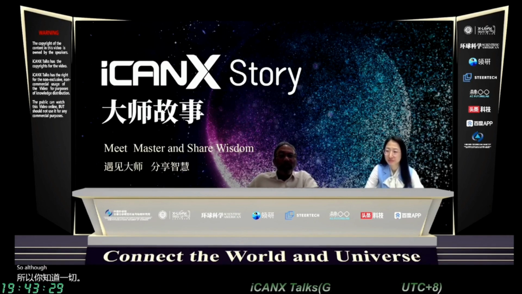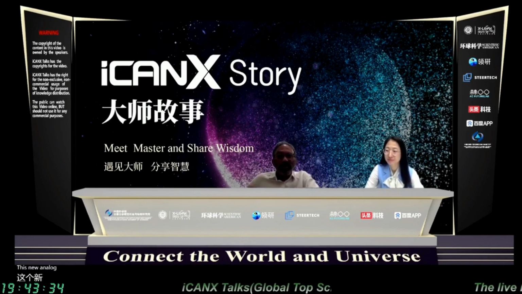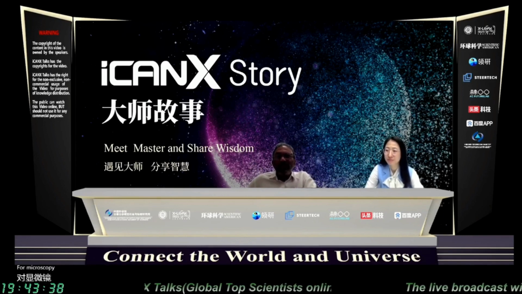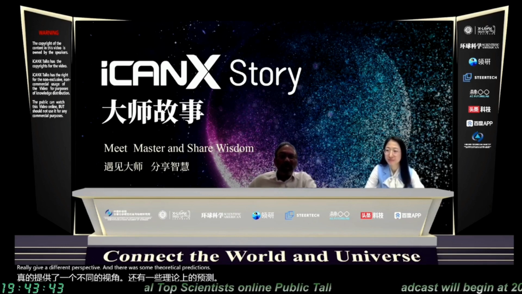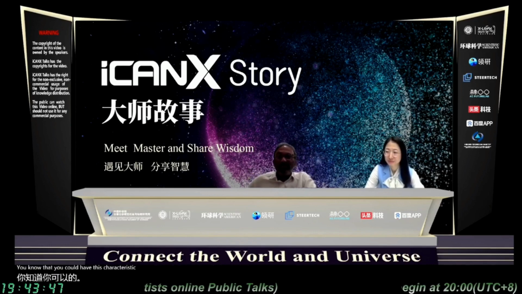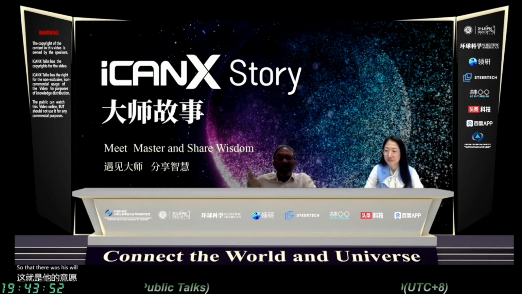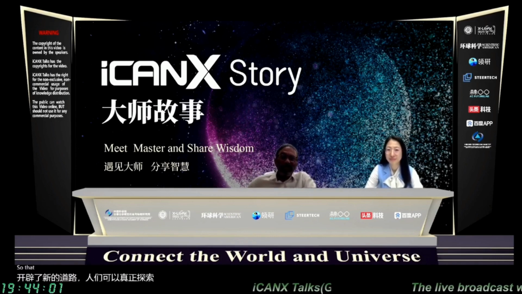Although most of the focus was on fullerene research at that time, this new analog, this new structure that came out from microscopy really gave a different perspective. And there were some theoretical predictions that came right afterwards saying that you could have this chirality, which will influence electronic properties. So there was this real, new avenue that opened up that people can really explore. So, in that sense, it was extremely exciting.